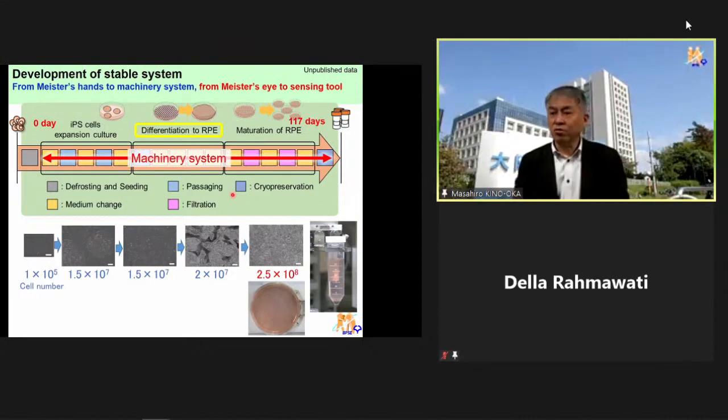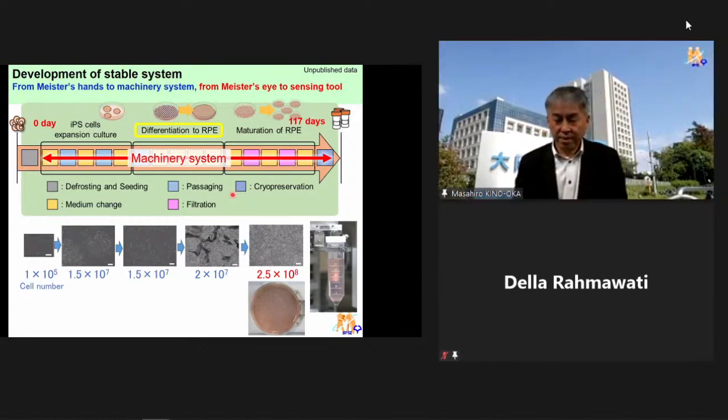But the washing process of the sheet is important. We have to check that the residue of the FBS is not detectable. That's a requirement from the government.